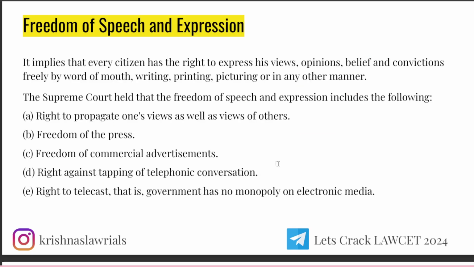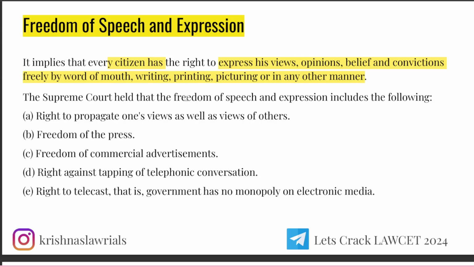Our first right under Article 19 is freedom of speech and expression. Every citizen of India has the right to express his views, opinions, beliefs, and convictions freely without any restrictions, by word of mouth, writing, printing, picture, or in any other manner. So we, citizens of India, can express our thoughts and opinions freely, but we have some restrictions which we saw in Article 19(2).